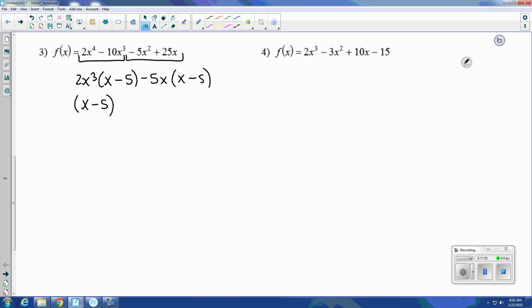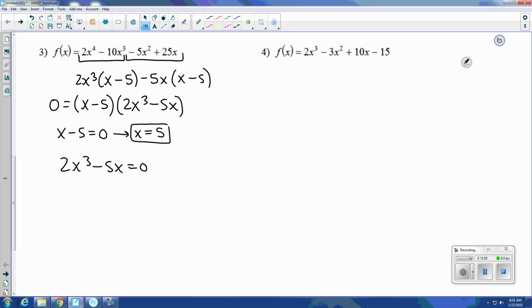Not necessarily GCF, I should just say they share the common factor of x minus 5. So I can remove that from these 2 groups. I have 2x cubed minus 5x. Remember, we're trying to find the zeros here. So let's set these things equal to 0. We have x minus 5 equals 0, x equals 5. There's one solution. How many are we looking for? We're looking for 4. So let's look at that other piece, 2x cubed minus 5x.